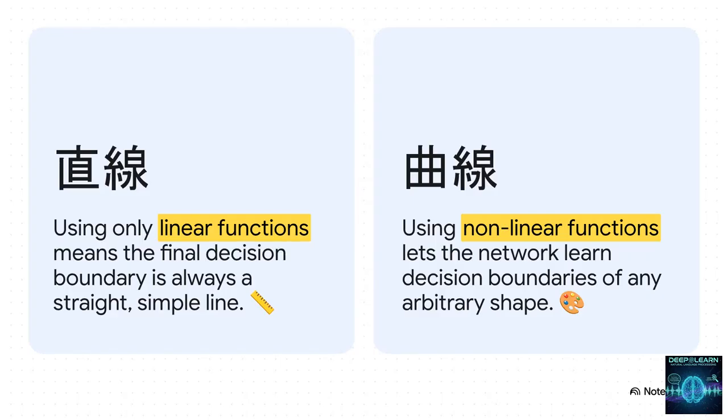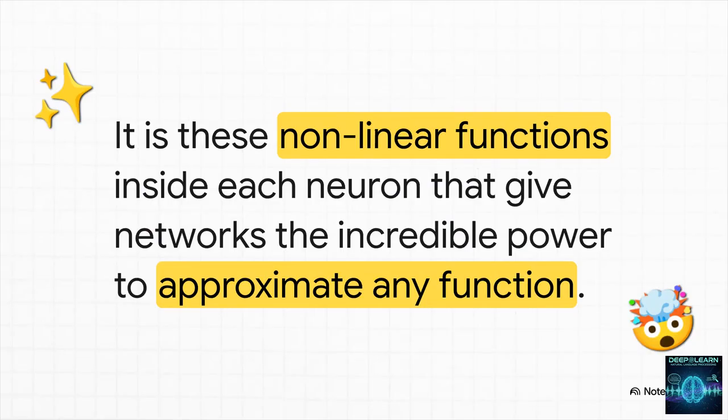This is the absolute core of it. If you only use linear functions, stacking them up just gives you another straight line. It's like adding straight pieces of wood end to end. You just get a longer piece of wood. But if you introduce nonlinear functions, everything changes. Each neuron can now add a tiny bend or a curve to the process. And when you combine thousands of these tiny curves, the network can learn to draw a decision boundary of any shape it needs. So, the big takeaway here is this.